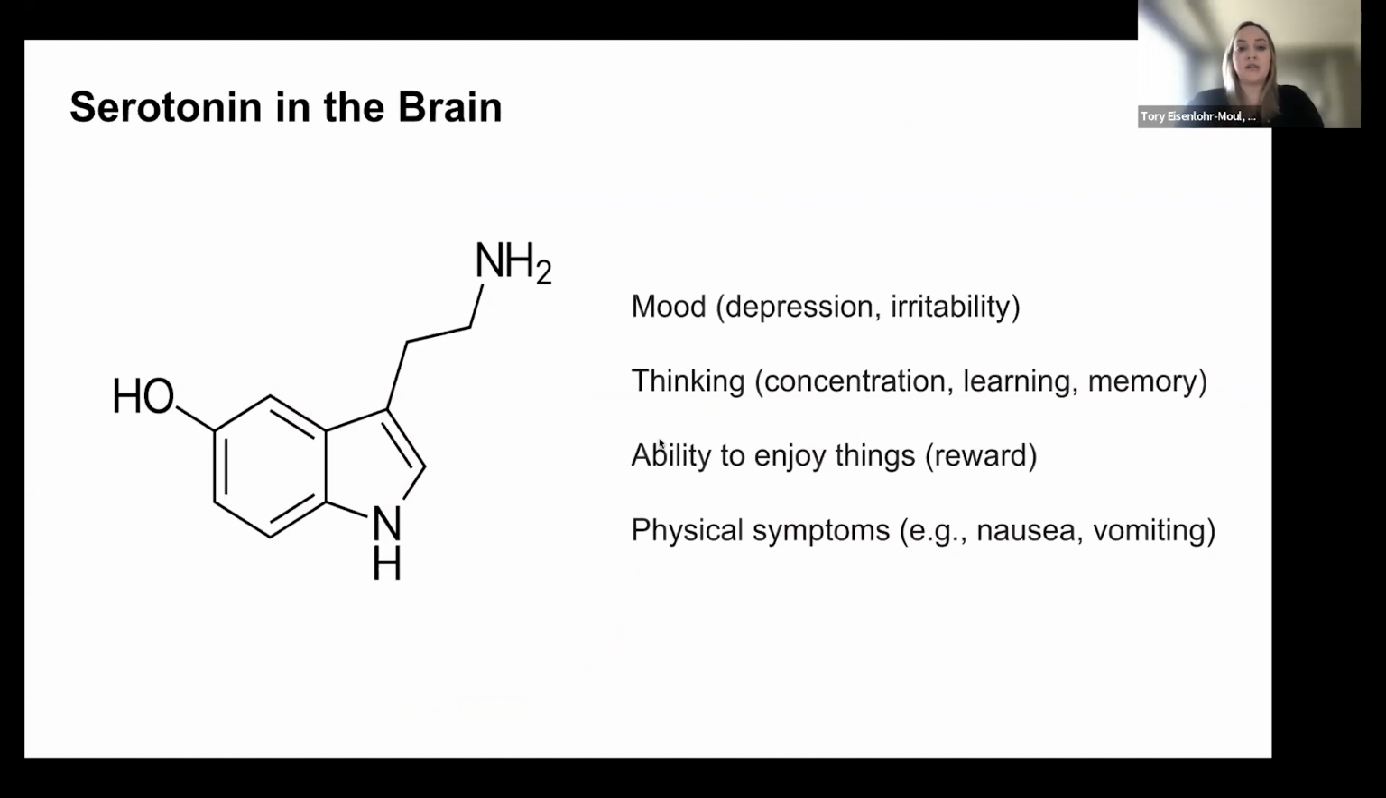So serotonin. What does serotonin do? Serotonin is really important for mood. So things like depression, sadness, but also irritability and even mania can be altered by serotonin. So it's really important for just that basic baseline of your mood and how you're feeling. It's also important for thinking. So it's been related to concentration, learning, and memory. So that can be affected. Ability to enjoy things, or the way that our brains process the value of different things, an apple versus a piece of cake, for example. And then it also sometimes can be involved in physical symptoms as well. And that is something that deserves more attention.